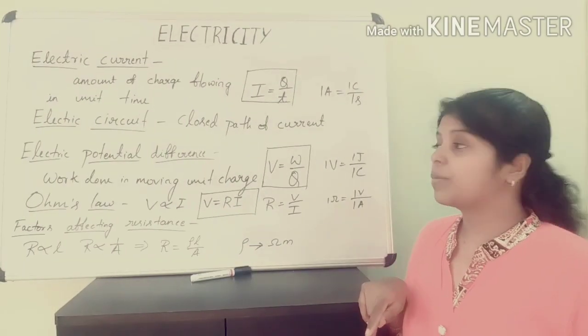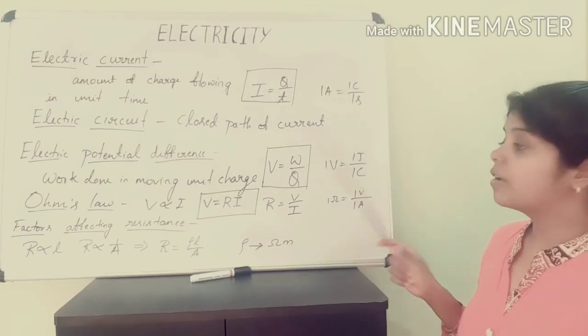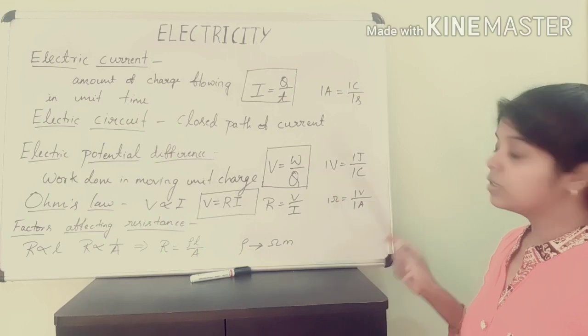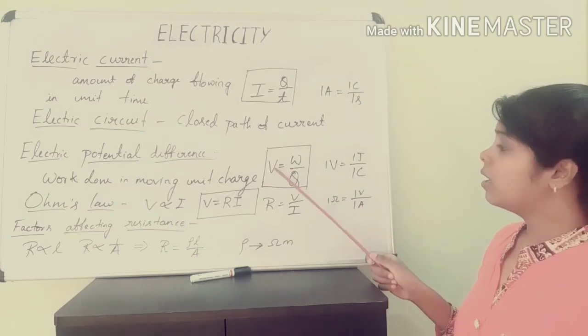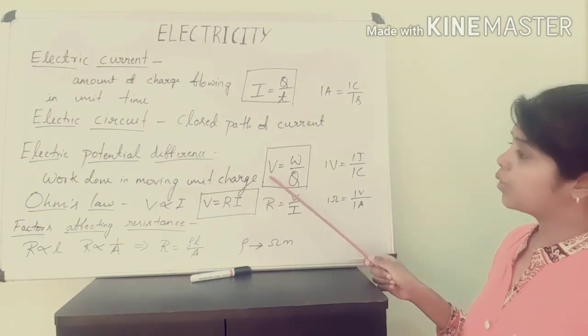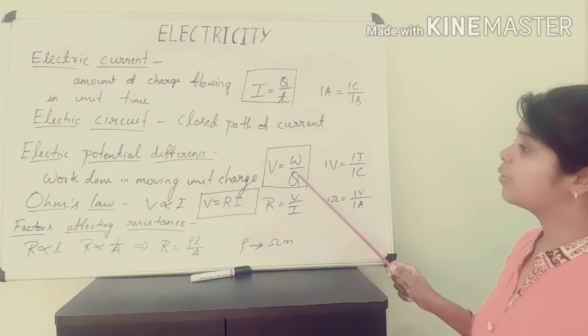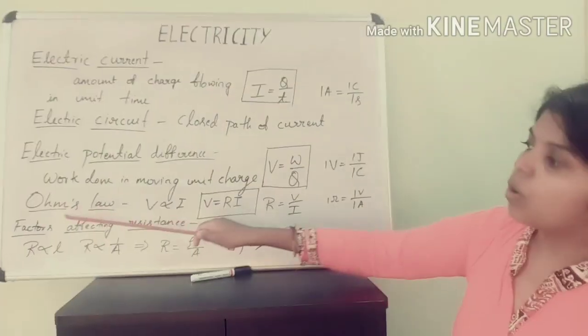Mathematically we represent potential difference as V is equals to W by Q. Here V is potential difference, W is work done, and Q is charge. The SI unit of potential difference is volt, SI unit of work done is joule and the SI unit of charge is coulomb. Now let's see what is Ohm's law.